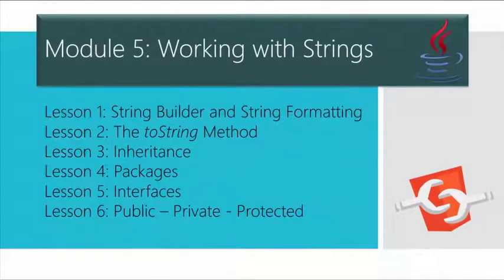So module 5 is working with strings. 6 lessons in this module. Lesson 1, we'll take a look at how Java uses the string builder and string formatting. In other words, I'll demonstrate various concepts such as string concatenation and so on. Lesson 2 is the toString method. This Java toString method is used when we need a string representation of an object. So we'll take a look at how that works.